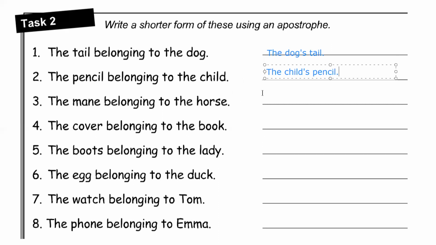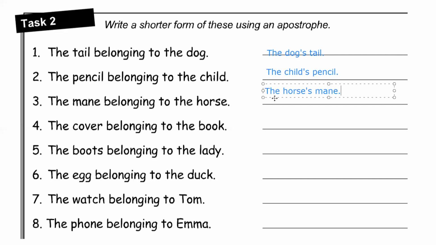Okay, I go to number 3. The mane belonging to the horse. So again, the noun is horse. Doesn't end in an S again, so I'm going to add apostrophe S. The horse's mane, full stop.